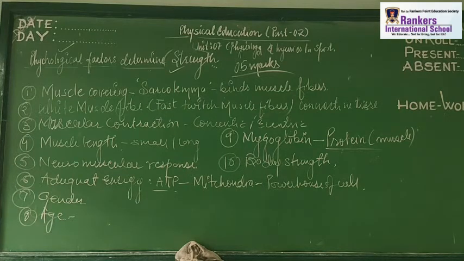Muscular contraction, this is concentric or eccentric contraction. Muscular length: our body has long muscles and short muscles, again very important. Myoglobin, if I talk about it, is a kind of protein present in the muscles and it provides us energy during emergency. Body weight: strength depends upon the body weight of an individual. Definitely if the body weight is more, the strength is more. Adequate energy: the body needs a good amount of energy so that ATP and mitochondrial energy will be enhanced and used.